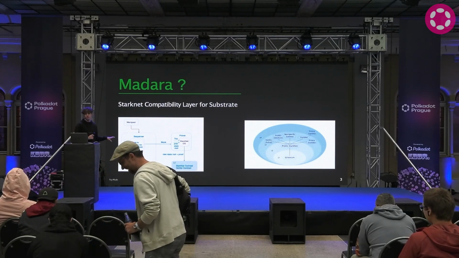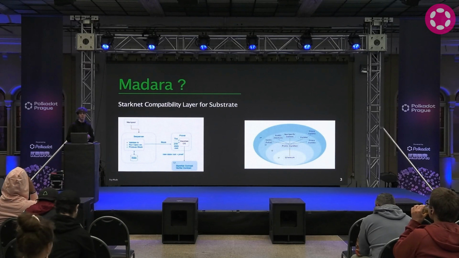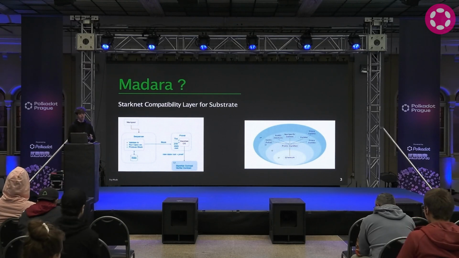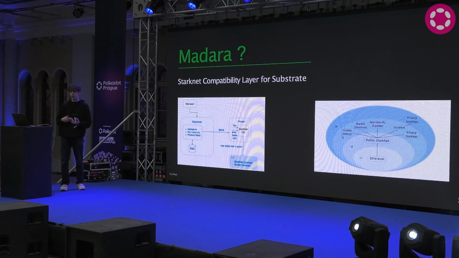A bit of context there: Cairo, if you haven't heard about it, is basically a Turing-complete language that allows you to generate provable programs. So like you write a for loop in Cairo, it generates a trace that you can send to a prover, which will then generate a proof for you, and you can verify that proof anywhere you want.